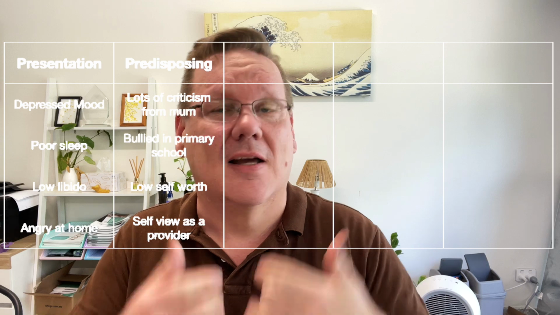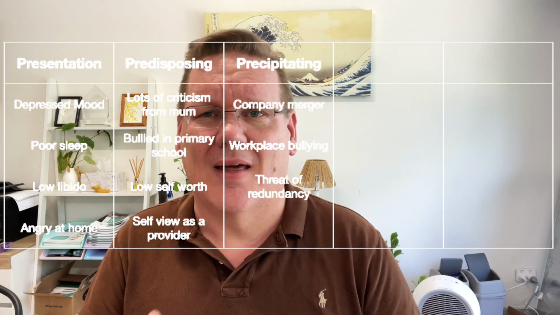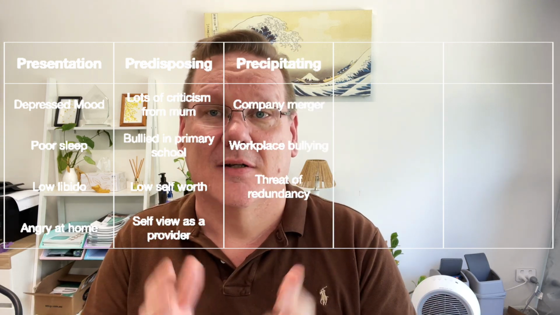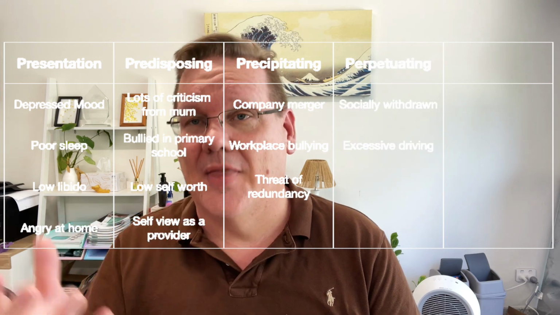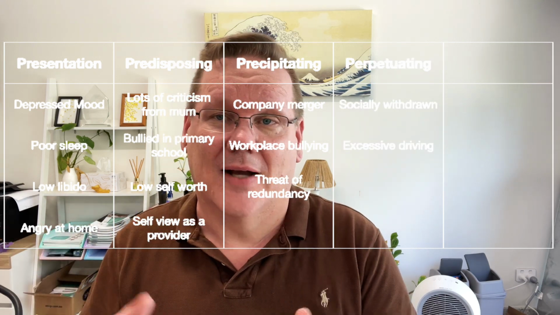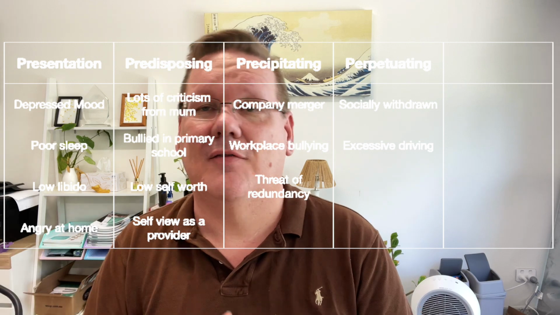We start with presenting problem, then we work through what are the predisposing factors that are leading the person to have the problems that they're having, and then we think about the precipitants that are causing the problem right now. Then we look at the perpetuating factors that are keeping the person stuck, and then finally we look at the positives. If your formulations look like the one on the screen right now, you are doing it wrong. So let's think about how do we do it right.